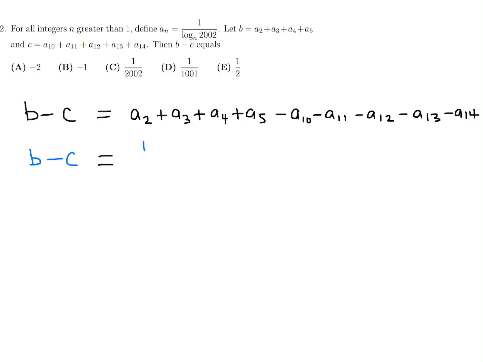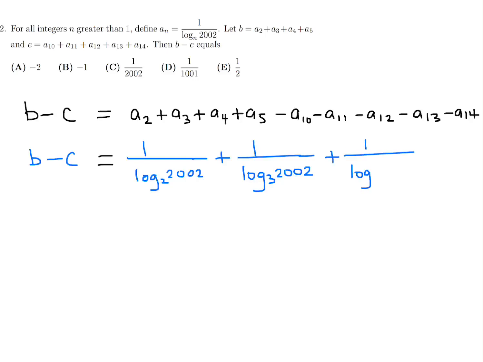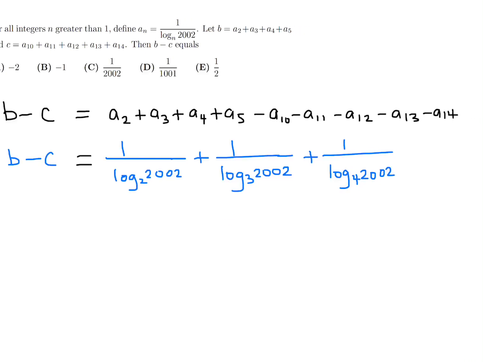a2 would be 1 over log of 2002 to the base 2, like that. Exactly like the way they gave us, not changing anything. And very similarly, a3 is 1 over log 2002 to the base 3. a4, 1 over log 2002 to the base 4. a5 is 1 over log 2002 to the base 5, and so on.